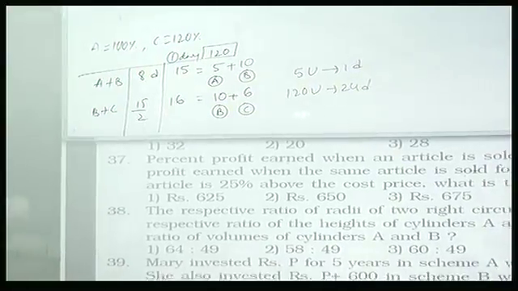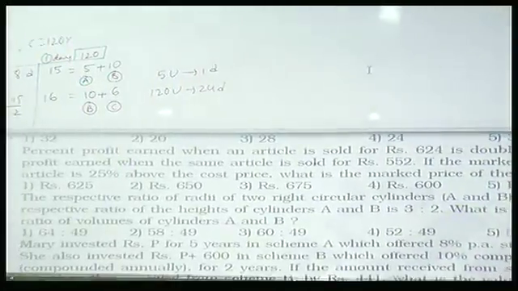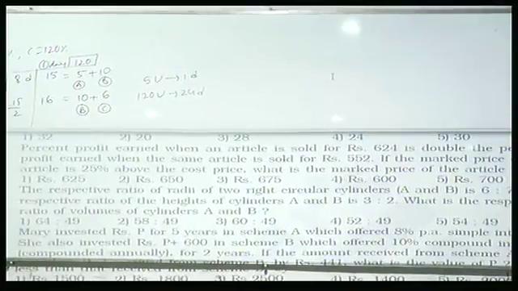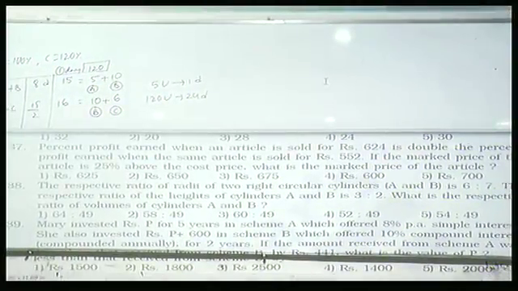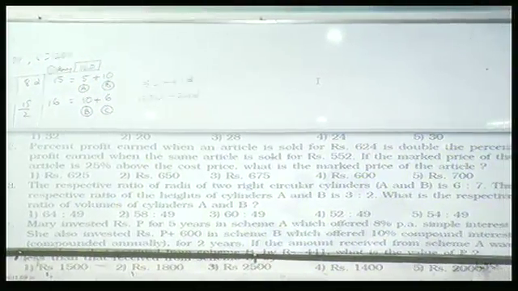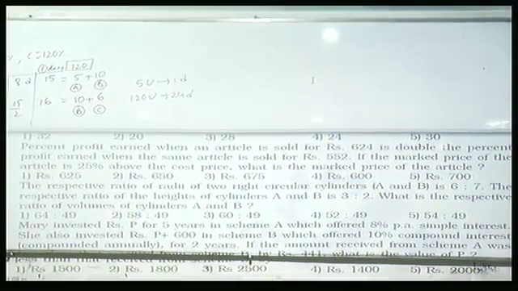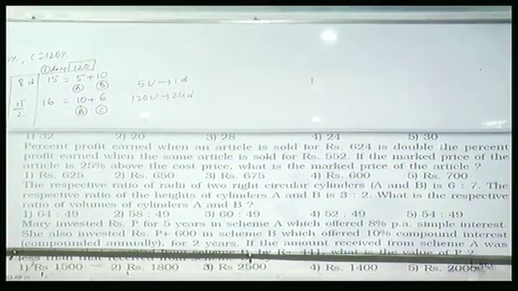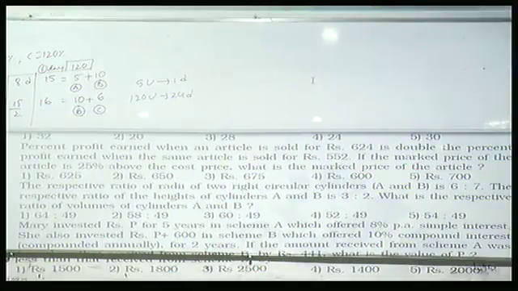Next, 37. Percent of profit earned when an article is sold for 624 is double the profit when the same article is sold for 552. If the market price of the article is 25% above the cost price, what is the market price of the article? Right.